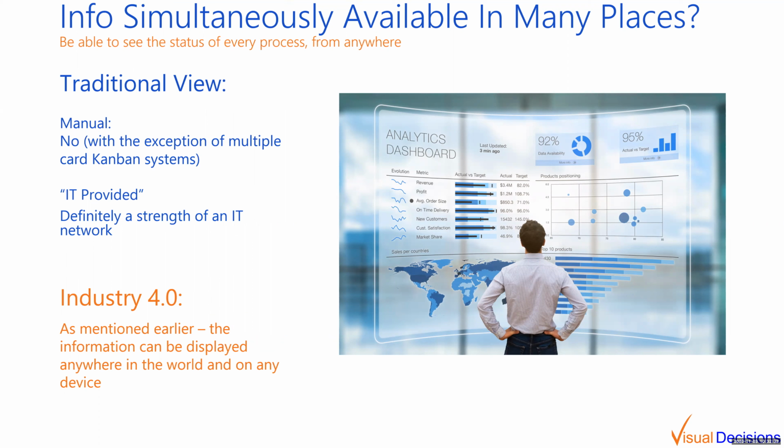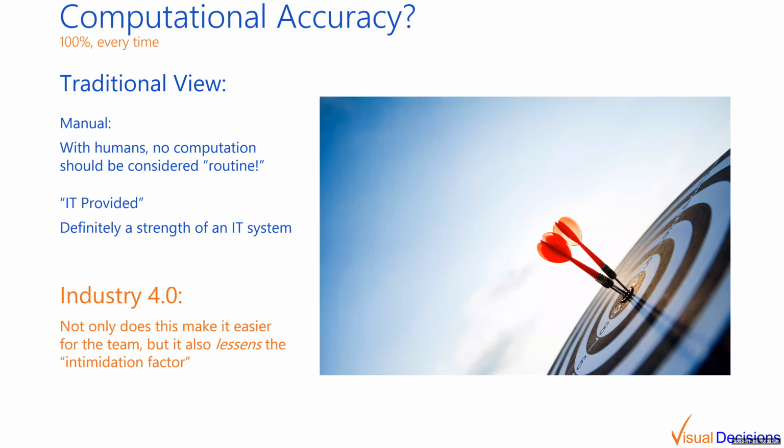Information simultaneously available in many places. This was one that he was willing to grant before, and it's even more true now. As I mentioned earlier, the information can be displayed anywhere in the world at any time on any device. Computational accuracy. With humans, no computation should be considered routine. Definitely the strength of an IT system. And the note that I have here is that not only does it make it easier and more accurate, but it also lessens that intimidation factor of having people interact with the systems and the data and so forth.